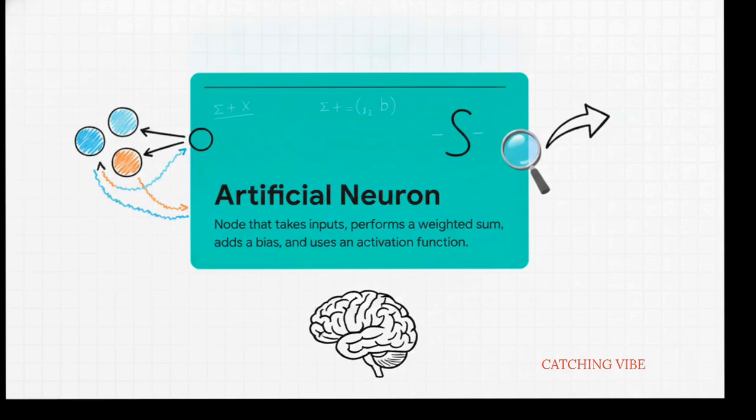After summing all those up, the neuron adds what's called a bias. This basically allows it to shift the output independently, giving the models some much-needed flexibility. Finally, it passes that whole result through an activation function to decide, hey, should I fire or not?